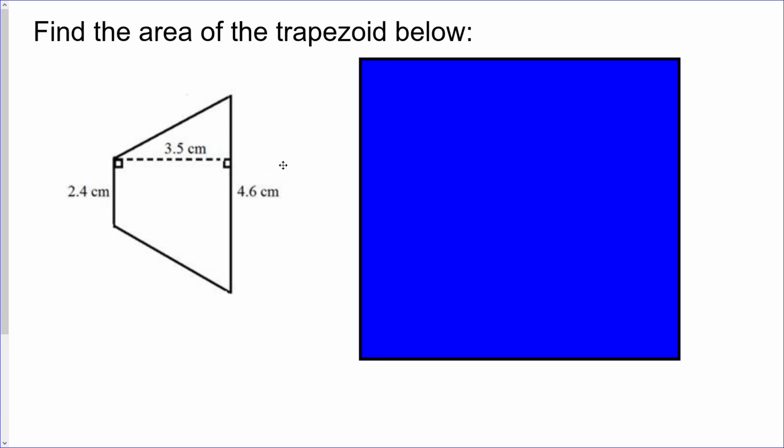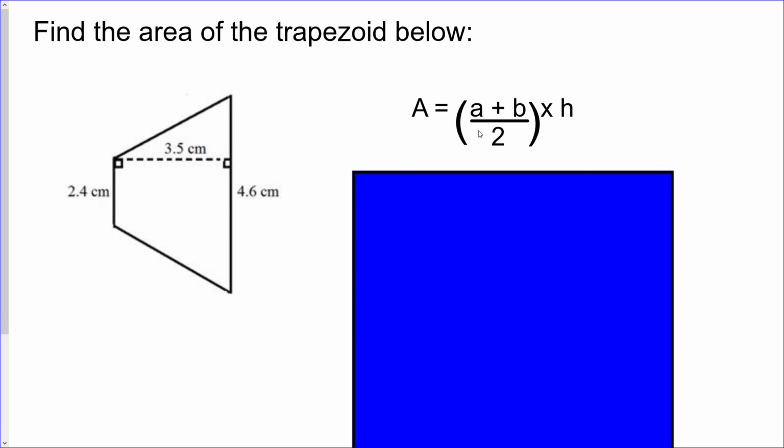Okay, so we've got a plus b divided by 2 times height. That's the same formula. Keep in mind too, when you're using this formula, which number goes for a and which number for b doesn't actually matter at all. Okay, the key part is they're the two parallel sides. Okay, so add the parallel sides, divide by 2.